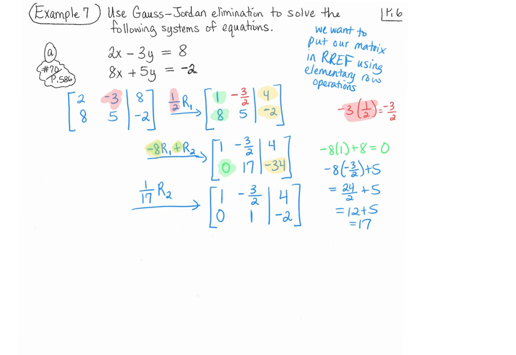Times, what's your it? Times row 1 by 3 over 2? Oh, multiply row 2 by 3 over 2. And do what? And add row 1. Very good. That's our operation. That's exactly what we want to do. Is row 2 going to change? No, row 2 is not going to change. So now, row 2 we write down as 0, 1, and negative 2.